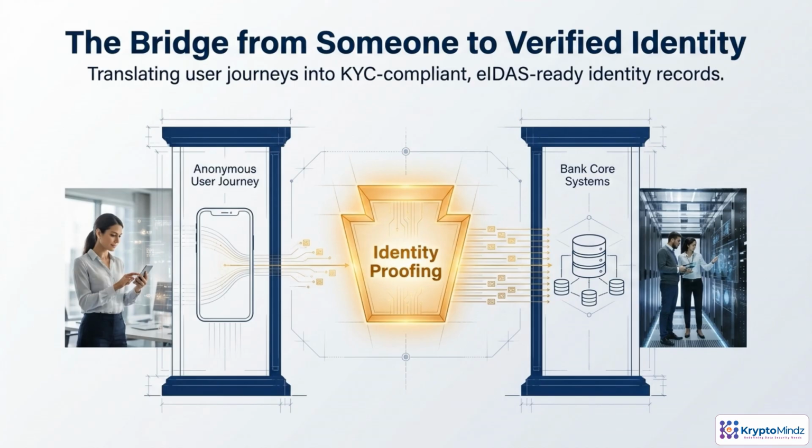When a customer first appears online, they're essentially just someone with a device. To open a bank account or sign a contract, the bank must turn that anonymous journey into a verified KYC-compliant identity record. Identity proofing is the bridge. It connects user inputs and external checks to the bank's core systems, producing a trusted digital identity with a known assurance level. Everything else in our eIDAS solution will rest on this verified foundation.